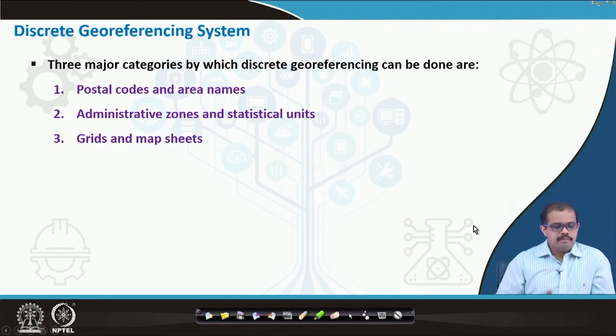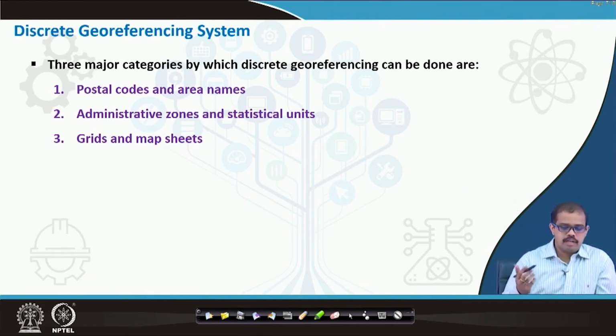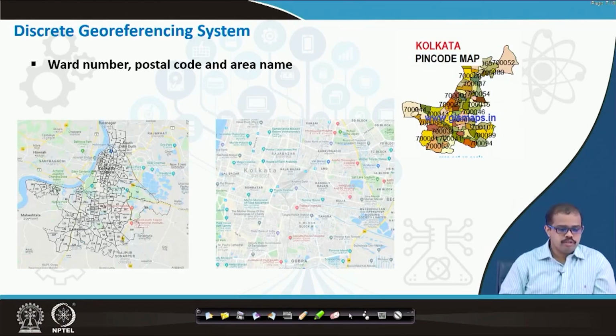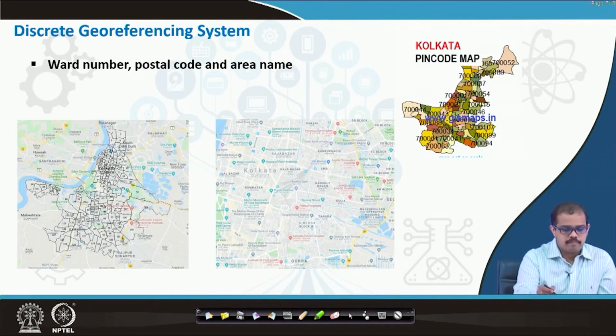Now, three major categories by which the discrete referencing system can be done: one is postal code and area names, that I have explained in my previous slide. You can also look at discrete referencing systems using administrative zones and statistical units. Normally, if you see the government gazetteers, you will find all this. Then the grids and the map sheet. This we learn when we look at what a map is and what the different qualities and quantities in a map are. So when we look at discrete referencing systems, ward number, postal code and area name are certain examples.